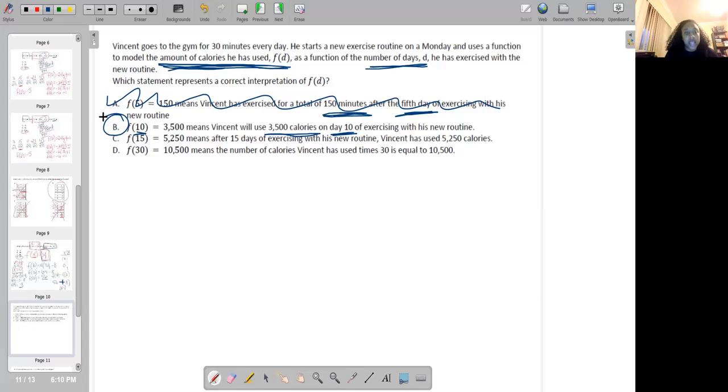Obviously, if you check the next two, remember, anytime they're referencing the number that's inside here, they have to be referring to the number of days. Anytime they're referencing the number out on the right-hand side of the equation, it's got to be talking about the amount of calories he was using. So B is our answer for this.